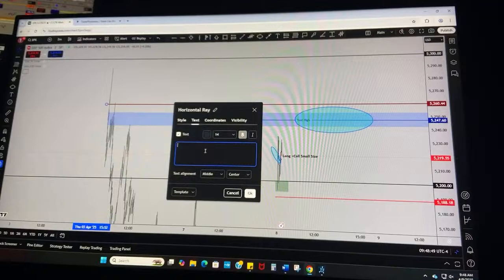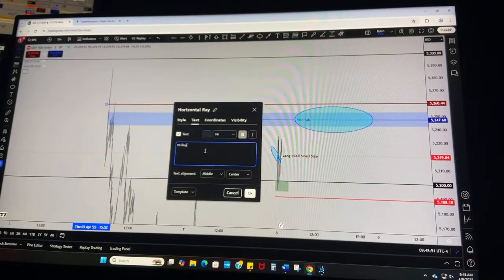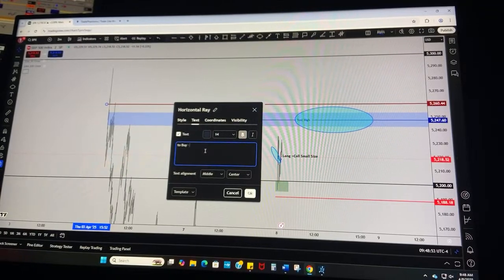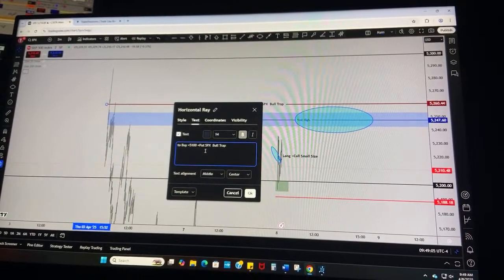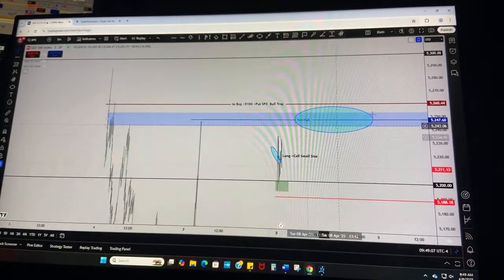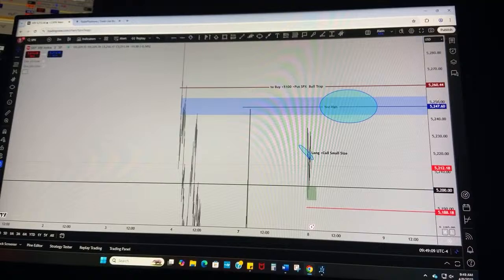I have a conditional order here to buy the 5100 put on SPX for a bull trap. That comes in at 52.60, right?